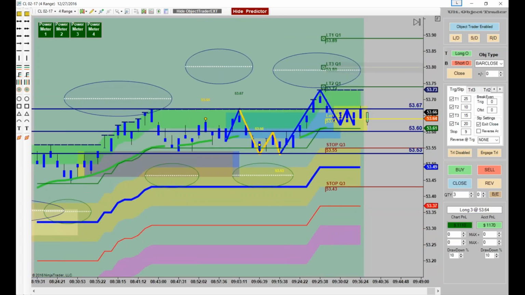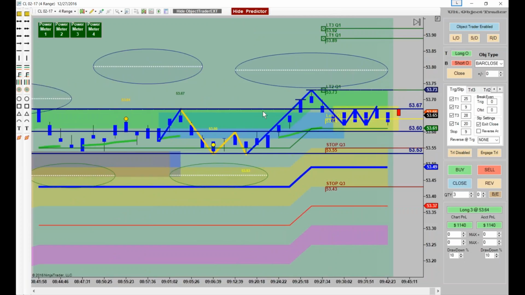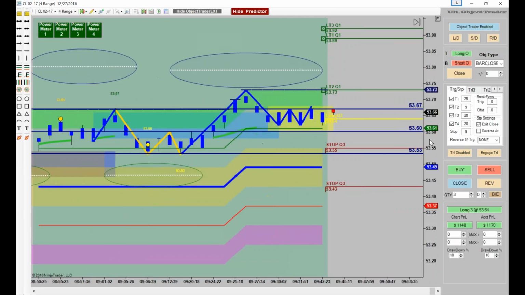Let's go ahead and get our targets out of the way for now. Now, obviously, you'd want to take some coin at that target right there at 73, where it's already hit.